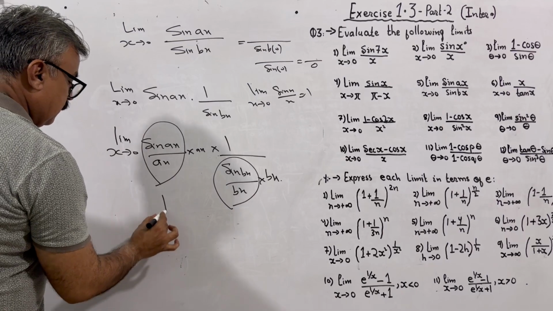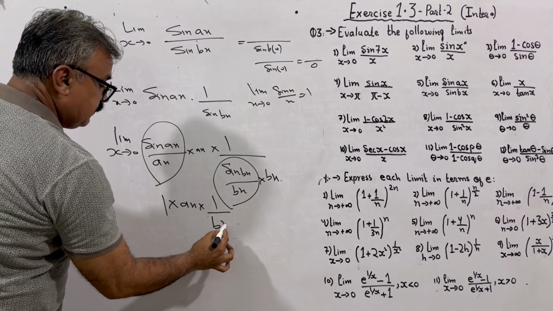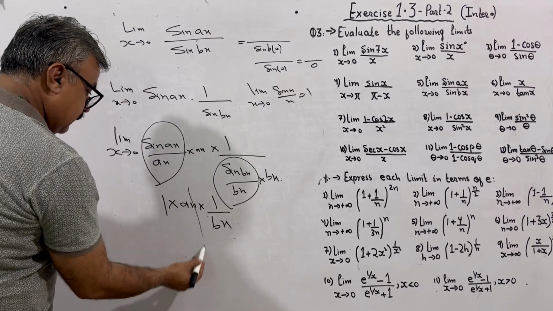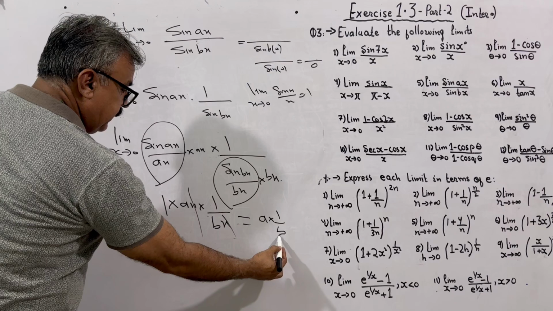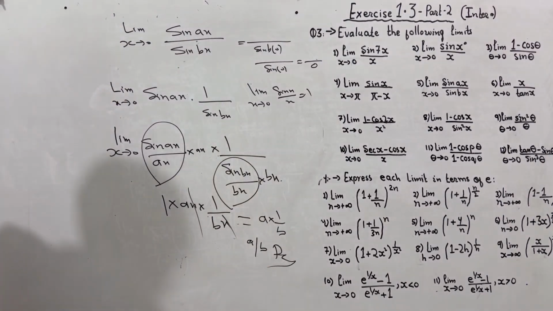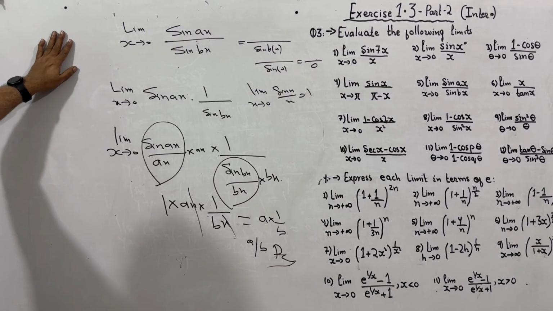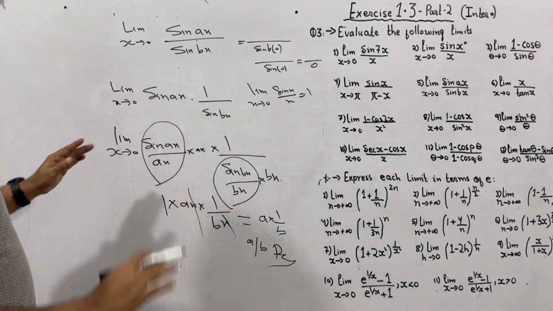We have 1 times ax over 1 times bx. x cancels out. We have a times 1 over b, or a over b, is our final answer in that case. For the direct limit, the denominator is 0, so try to get rid of this.